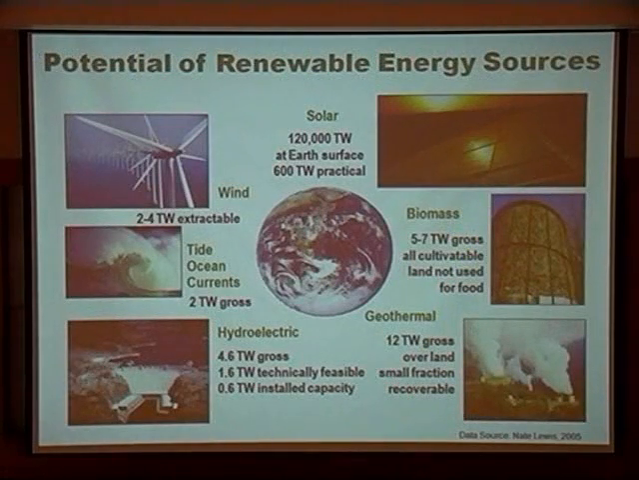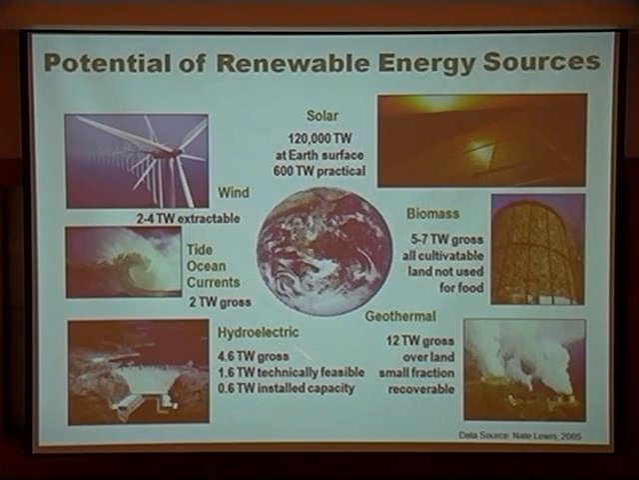So this is a slide from Nate Lewis, and if you have heard, Nate Lewis's thesis is that it's either solar or nothing. Okay, so I'm not quite that dogmatic about things, but I'll just show you this because it does show you where the energy is coming from renewable sources. It doesn't include nuclear, but if you look at renewable sources, these are numbers that he came up with, and the fact is that wind, there's only about 2 to 4 terawatts that's extractable right now, effectively. Tide and ocean currents, about 2 terawatts.